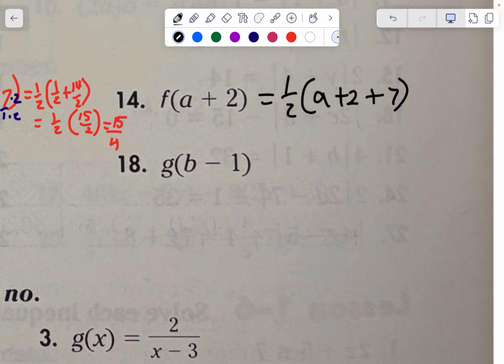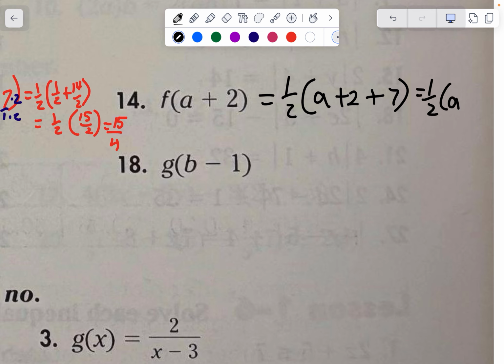Now this is one where there's not much we can do. What is 2 plus 7? 9. So all you got to do is do half of a plus 9. You don't have to distribute. If you want to distribute the half in, go for it. You don't have to. Because I don't know what a is. If a is 1, I do one thing. If a is 7, I do something else. So when it's just some other variable, just leave it. Go as far as you can and go, that's it. I plugged it in. That's what I got.